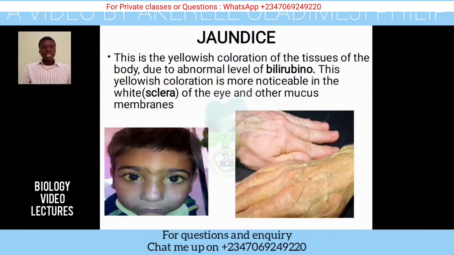Then the next one is jaundice. And this is yellowish coloration of the tissues of the body due to abnormal increase in level of bilirubin. I'm sorry, I think I have a lot of typographical errors here, but I'm here to correct it. Bilirubin, there's no O after the N. All right. Now this yellow coloration is more noticeable in the white of the eye, which is the sclera, and other mucous membranes like the nail bed, because the sclera is white, so you easily notice it there.